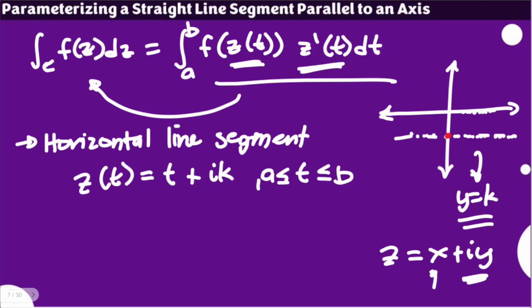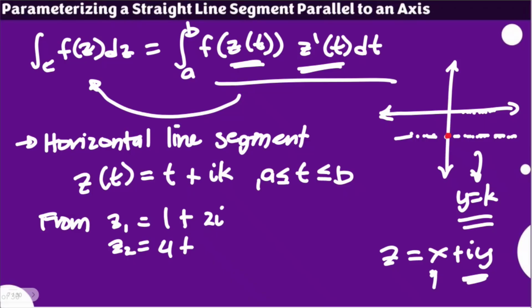Let us have an illustration for this. Say for example, from your z sub 1, which is 1 plus 2i, to your z sub 2, which is of course 4 plus 2i. Take note that this part did not change because obviously it's horizontal. We know that here our y is 2, because this is the y value in iy. Our t here is between the values of your real part, which is 1 to 4. This is your a and that is your b.